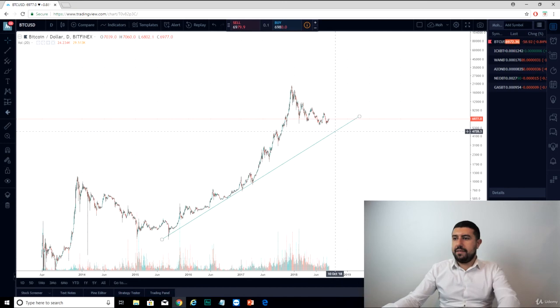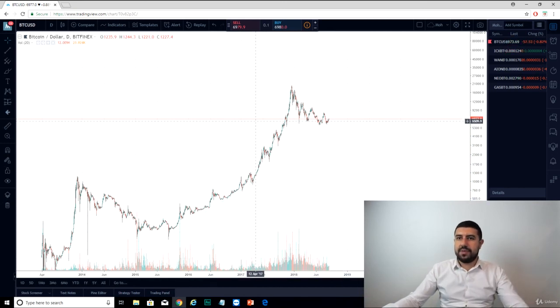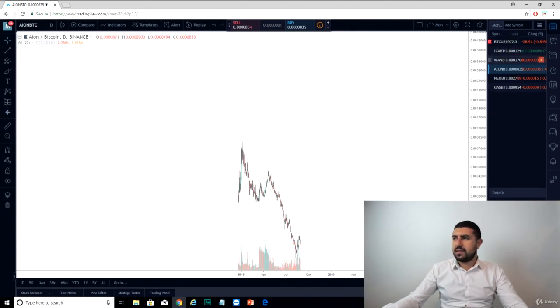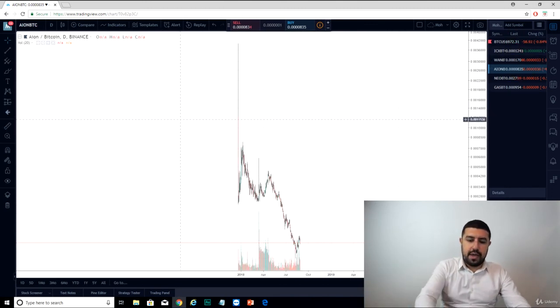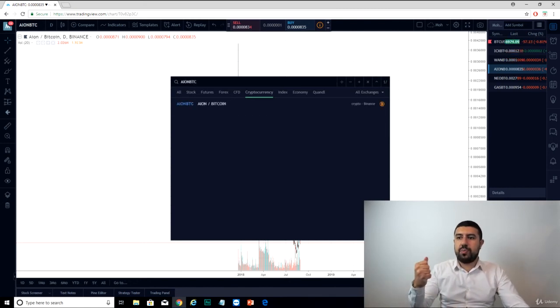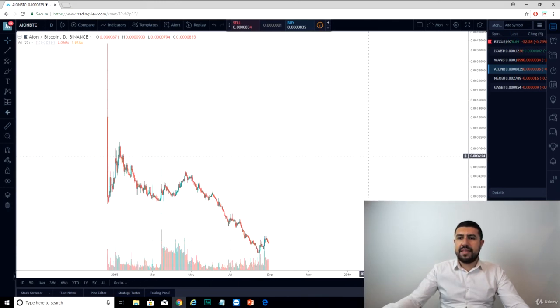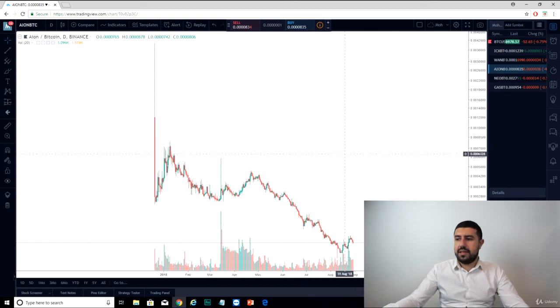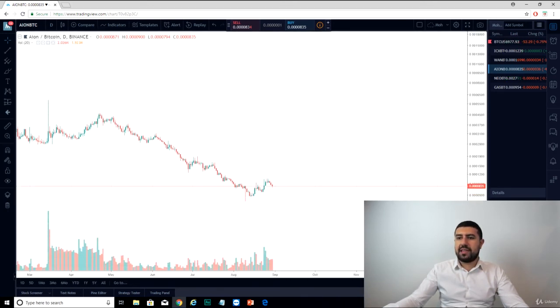Again, if you're buying something, and so this is something that I just bought. Okay, so we're looking at Aeon Bitcoin, so Aeon BTC, right? So Aeon compared to Bitcoin, not in dollars, but in Bitcoins, right? And I'm looking at a daily chart. Okay, this is a 1 day chart, so each candle is daily. I'm also looking at a log scale.